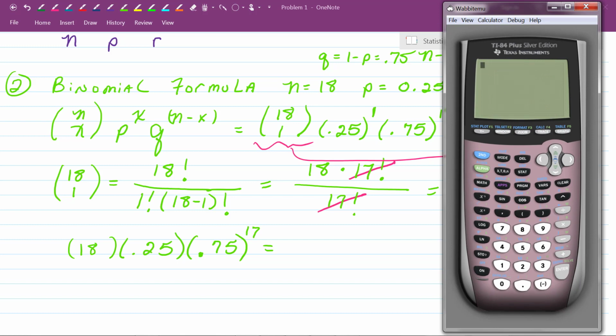And so what I'm going to put in is 18, and I'm going to hit my multiplication times 0.25. I'm going to hit my multiplication again, multiplied by 0.75, and I'm going to raise that to the 17. I'm going to hit this button right here, which is this up caret arrow, okay, and that brought me to the exponent, and I'm going to put 17. I'm going to hit enter.